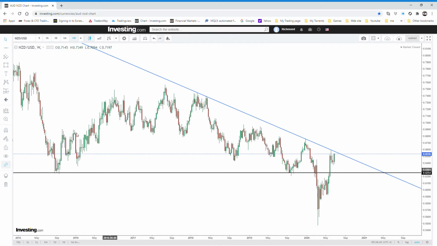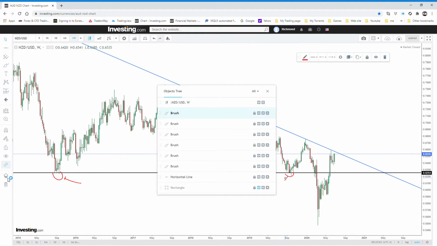I'm looking at this point as well. If you can see, this is the point I'm looking at, and I'm looking at this point. So this is your graph rejected here, and it rejected here. So we've got 2 points already that your graph is rejecting.